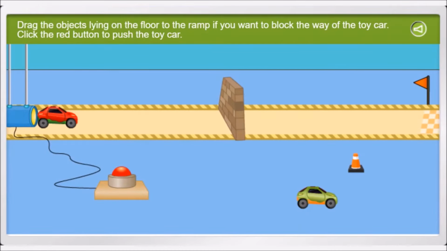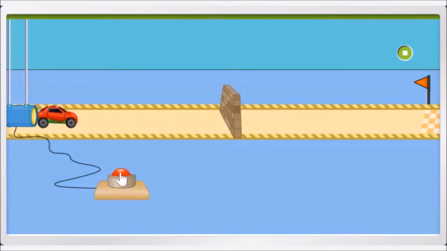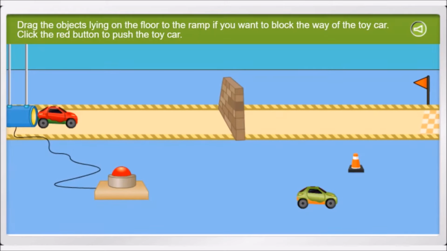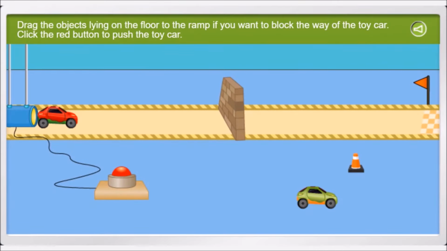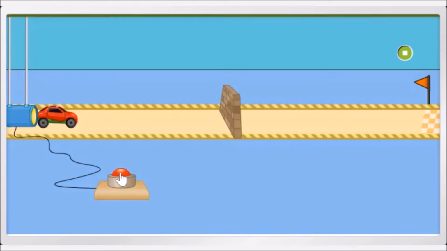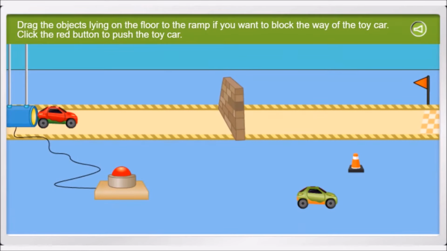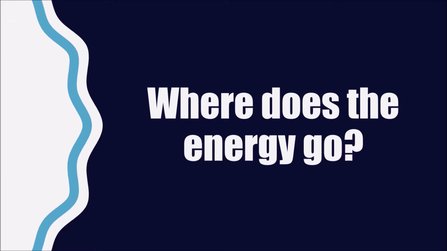This time, when the red car was in motion, it collided with the brick wall, but the brick wall did not move. It actually pushed the red car backward. So some of the energy of the car was transferred into the wall, and that energy actually pushed the car backwards. Our final question in this lesson is, where does the energy go?